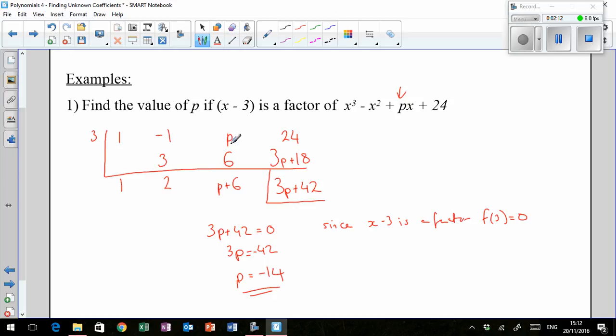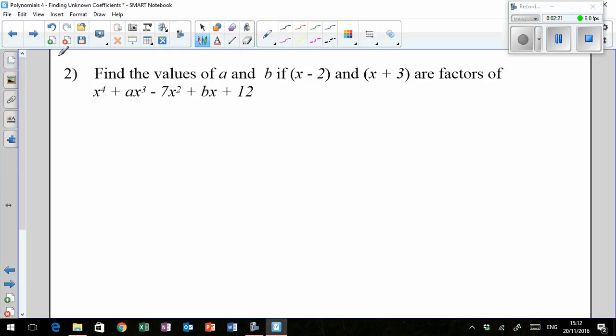So you know it's a factor, you can run through, you know this should be 0, and then you can solve that from there. Here's a second example. Pause it, try it for yourself. A little bit more complicated, but I'll go over it in 1 minute.